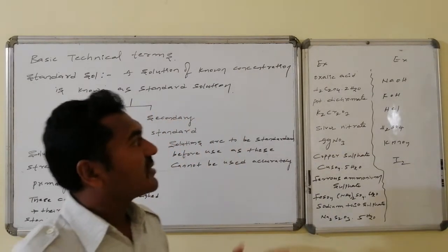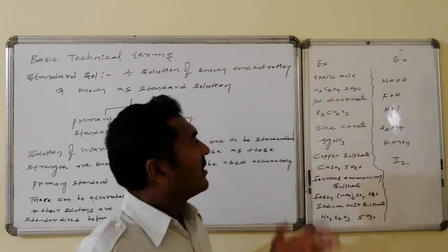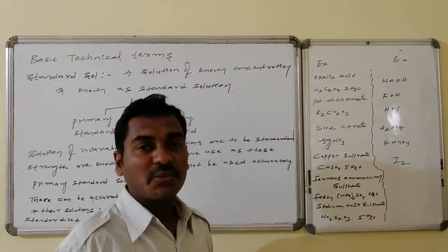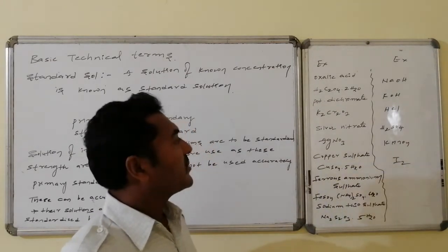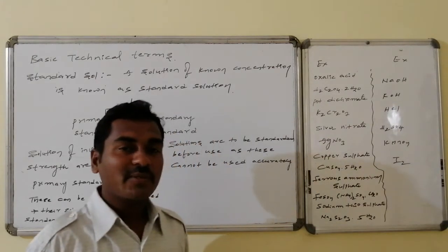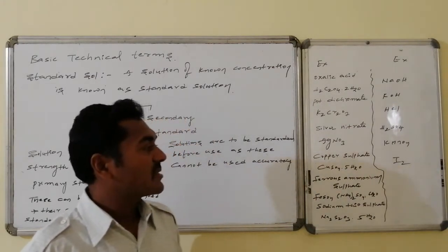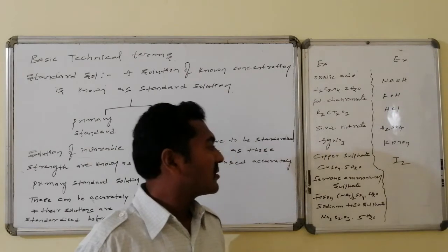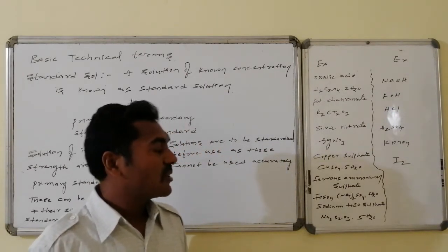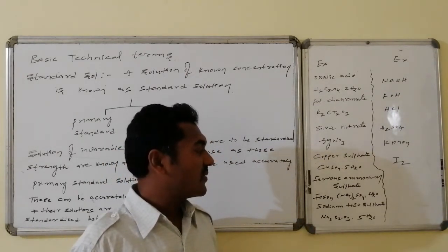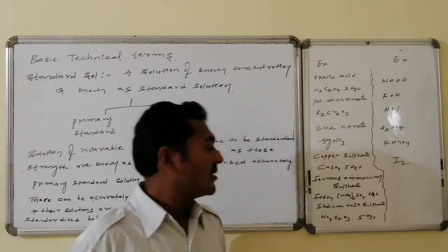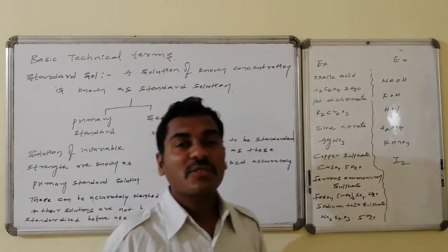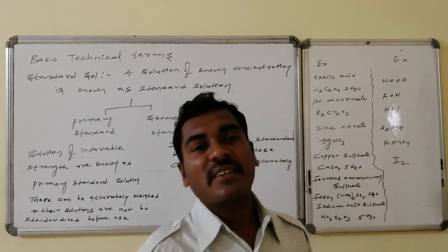Examples for the primary standard solutions are oxalic acid, C2H2O4·2H2O, potassium dichromate, K2Cr2O7, silver nitrate, AgNO3, copper sulfate, CuSO4·5H2O, ferrous ammonium sulfate, ammonium sulfate 6H2O, sodium thiosulfate, Na2S2O3·5H2O. Such kind of solutions are said to be the primary standard solutions.